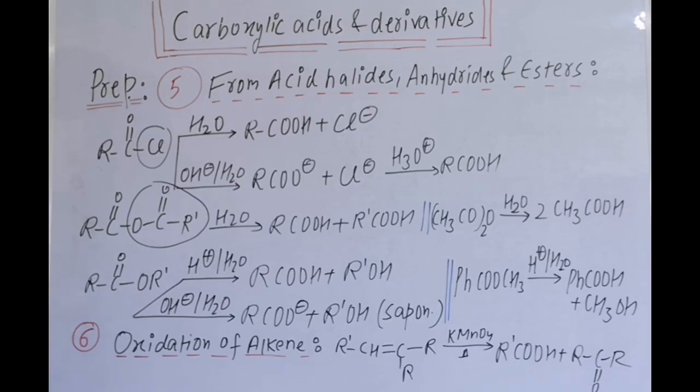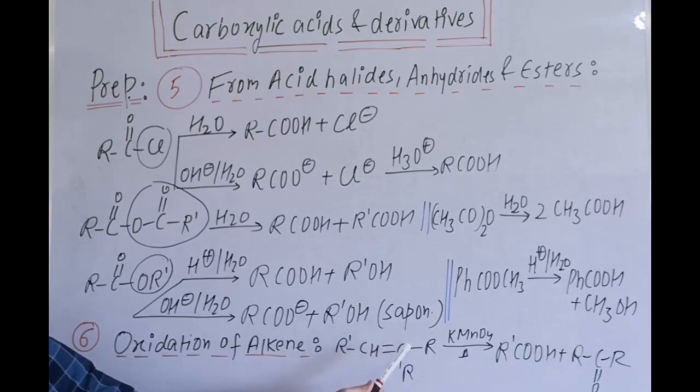Then esters also undergo a similar type of substitution. This OR dash group, to better understand it, will undergo substitution here. R dash O minus leaves, it takes H plus, and OH is there. What is formed? RCOOH plus R dash OH. In alkaline medium, OH minus, H2O, again a similar reaction: OH minus will substitute, and it forms alcohol and carboxylate salt. Then we can add H plus. But the important point here is that base catalyzed hydrolysis of ester is known as saponification.